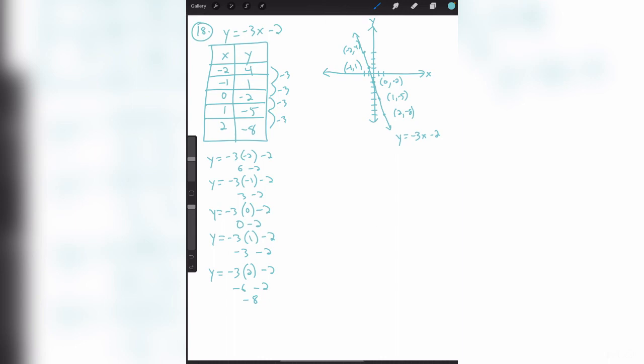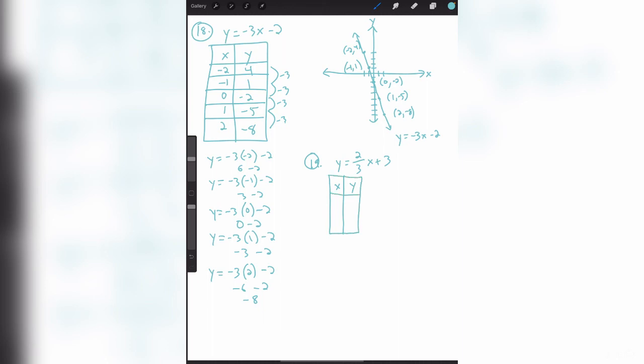All right, let me see if I put number 19 on here. Let's do it. Number 19. Okay, number 19 is y is equal to 2/3 x plus 3. So don't worry about the fraction. Okay, don't worry about that. Some of you guys might freak out every time you see a fraction. Act like it's the end of the world.